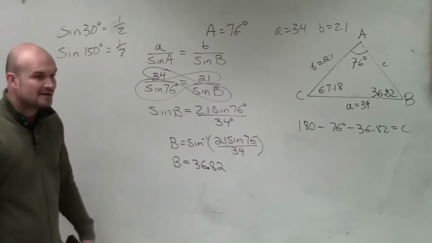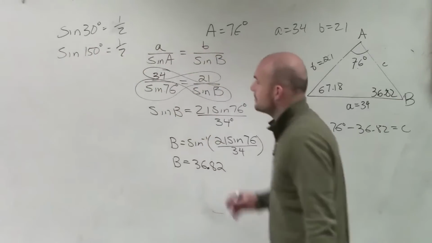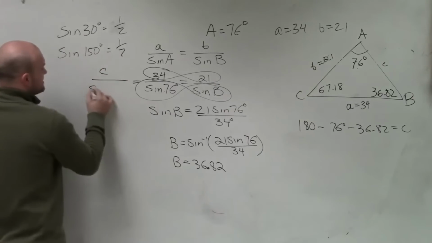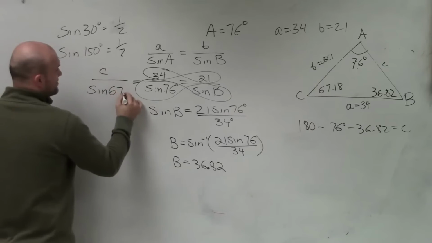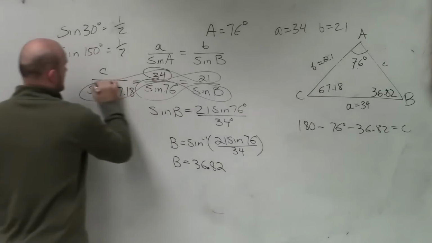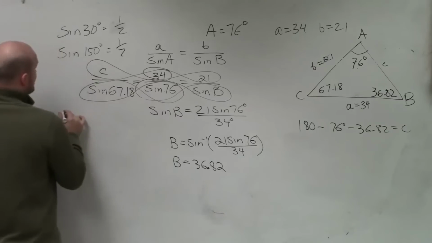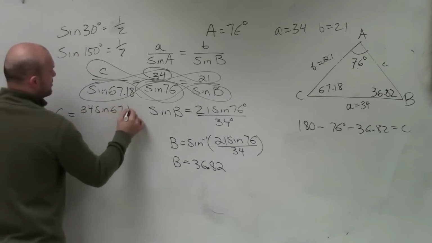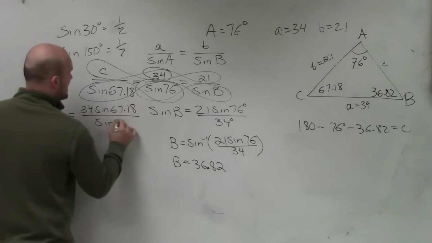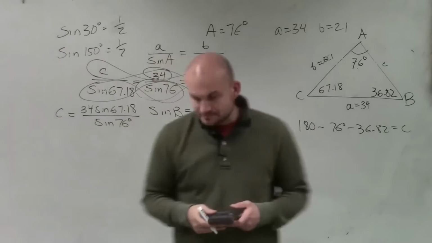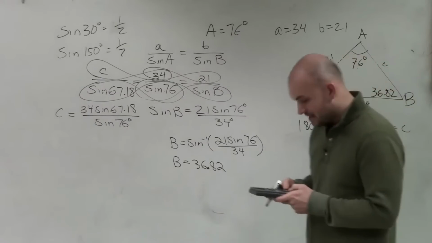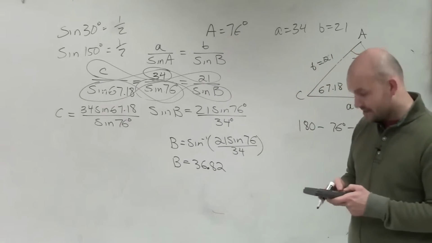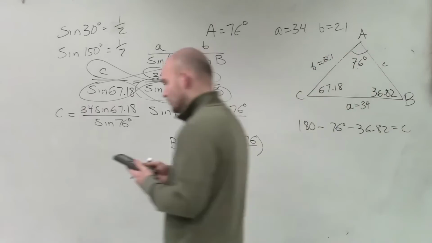Now, again, I can apply my ratios. So I'm going to use the same ratio over here. Now I'm just going to use c. So I do not know what c is, but I know what sine of c is, or sine of my angle c, which is 67.18. Again, I'll cross multiply. And in this case, we have c equals 34 times the sine of 67.18 divided by the sine of 76 degrees. So now I'll just take 34 times the sine of 67.18 and then divide that by the sine of 76. And I get 32.30.